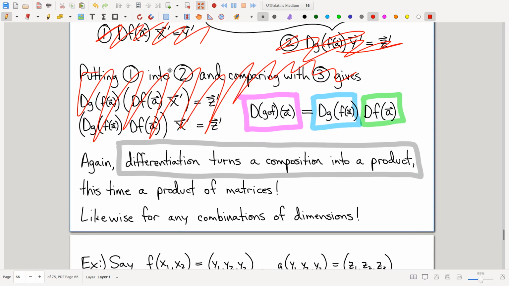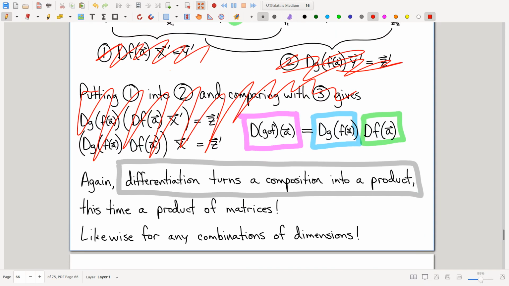So a couple of quickie things. You'll notice that we started with a composition, g compose f, and what we ended up with was a product. We're specifically multiplying the individual derivative matrices. So I like this pithy little phrase that I have here: differentiation turns a composition into a product. I think that rolls off the tongue really nicely. Ultimately, that's all the matrix form of the chain rule says.